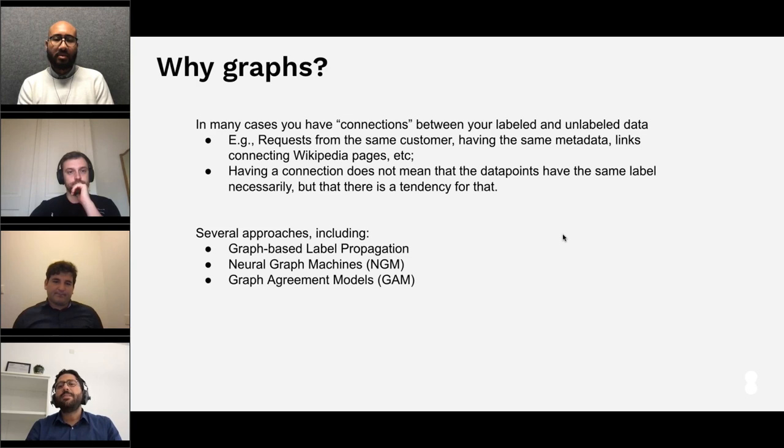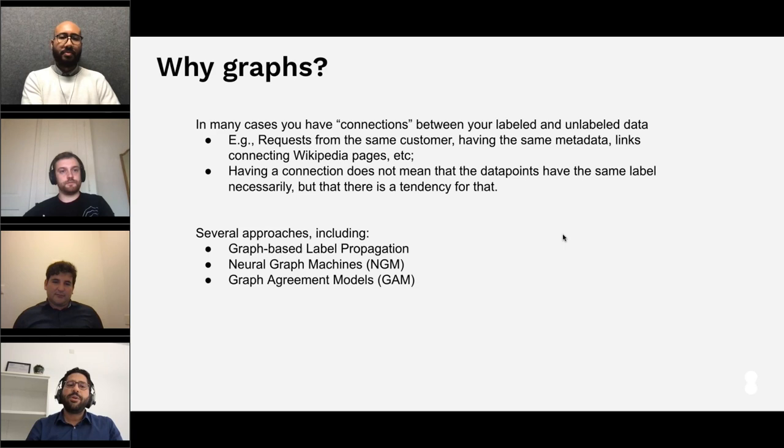Having this connection doesn't mean that these data points have the same label, but that there's a tendency to share a label. And then there are several approaches which benefit from this assumption, like the more classical graph-based label propagation methods. Then there are newer things like neural graph machines, and there's the approach we show in the next slide, which is called graph agreement models.